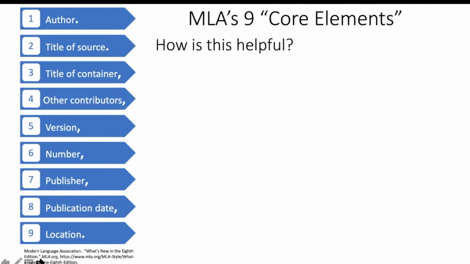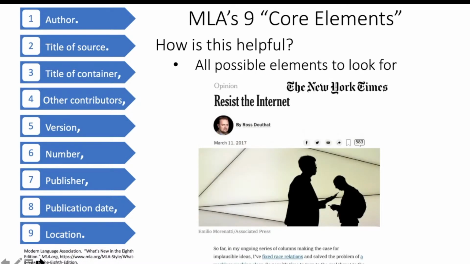Understanding the 9 core elements of MLA is helpful for 3 reasons. First, this tells you all the possible elements you need to look for when making a citation. So if I wanted to cite this article, I need to look for the author, the title of the source, the title of the container, the date of publication, etc.